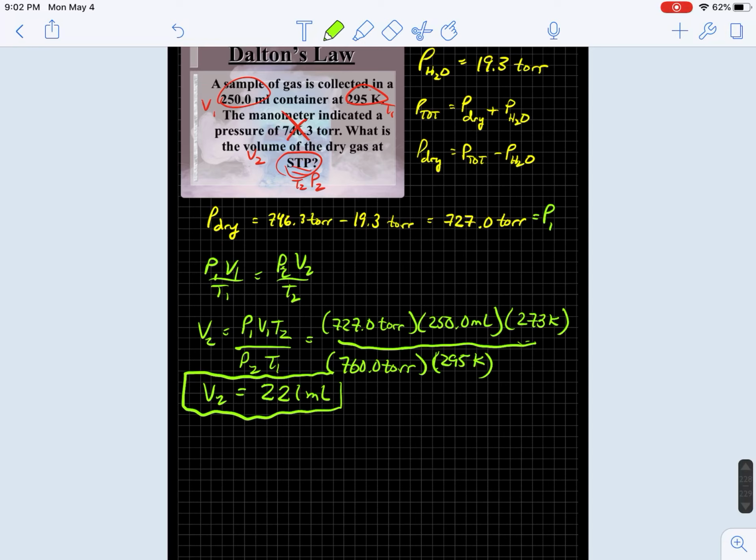Okay. There's one more type of Dalton's problem. There is Graham's law, and then that's it for chapter 18. And then I'm going to go through and do a bunch of practice problems. So we'll finish up Dalton's law in part 3. We'll do Graham's law in part 3, and then I'll do practice problems in part 4.